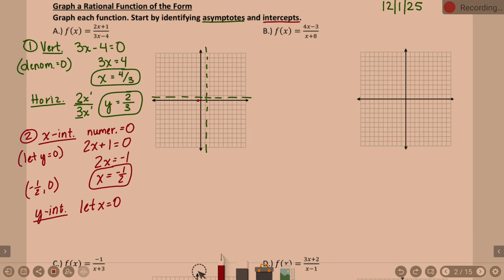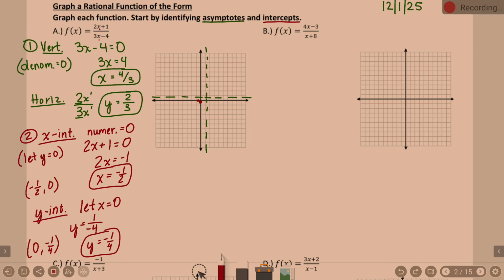So I'm going to be looking, what do we have here? We're putting it up here, 2 times 0, 0 plus 1 over 3 times 0 is 0 minus 4. So 1 over negative 4. Or in other words, y equals negative 1/4. And you can write it like that. Or again, ordered pair, 0, comma negative 1/4. And if you put that on the graph, it's going to be right there.